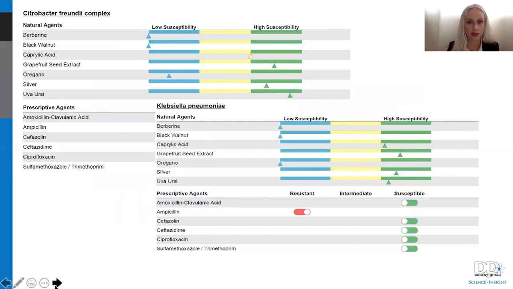So here we have the two cultured dysbiotic bacteria, the Citrobacter and the Klebsiella. They are showing high sensitivity to grapefruit seed extract, silver, and uva ursi. Really, those are the top 3. So we'd recommend using 2 for 4 to 6 weeks.